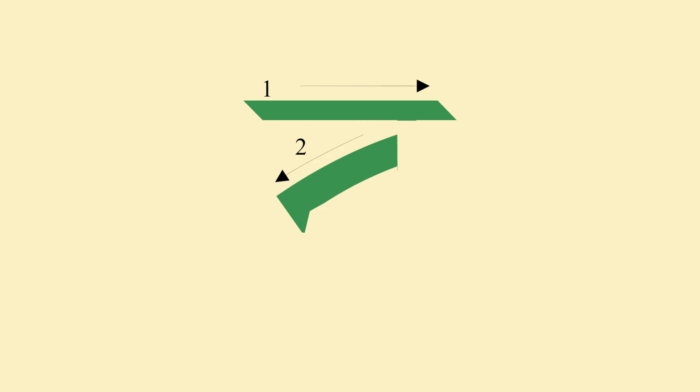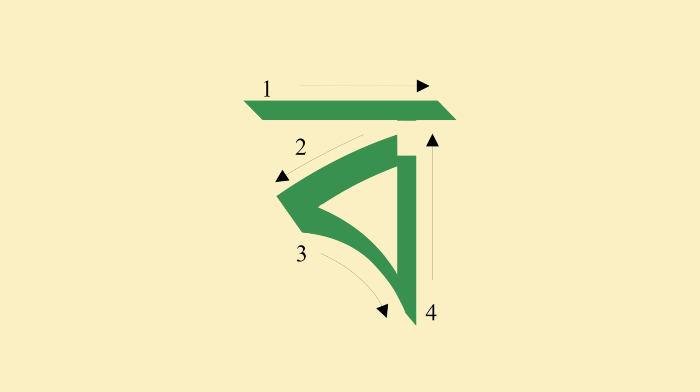Now let's try to write this letter B. First, we will draw the horizontal matra. Next, we will draw a slanted line like this and connect it with the vertical line in upward direction. You have now successfully written the Bengali letter B.